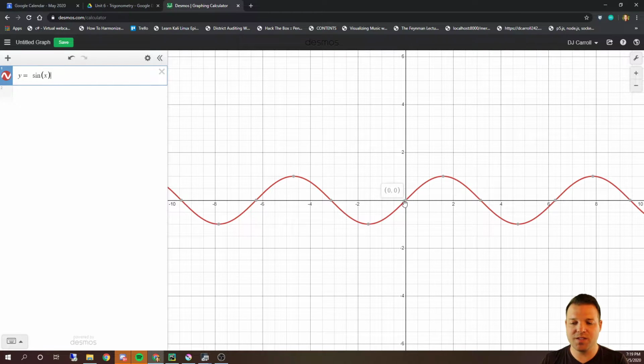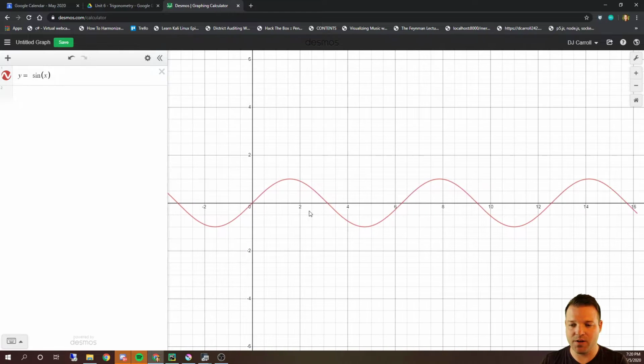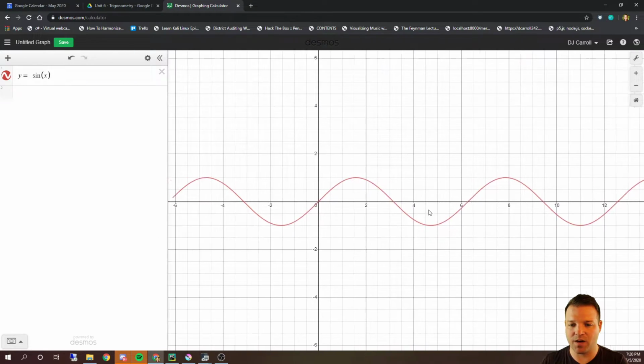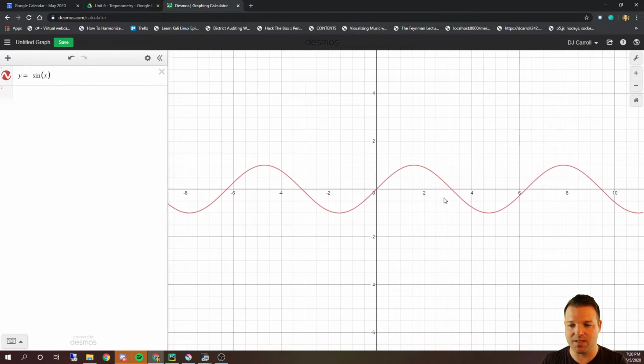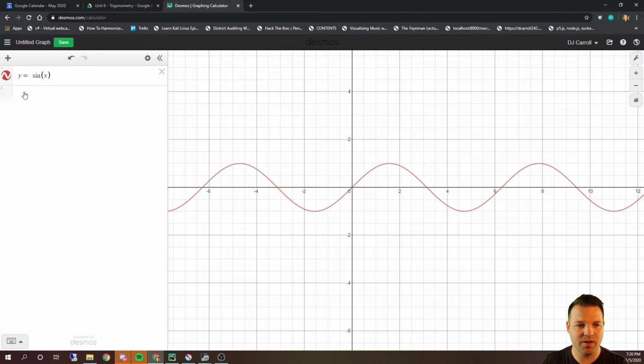Okay, now this can also go backwards, and you can see that it's cyclical. It's a periodic function. It just keeps going on forever and ever, and it repeats itself. All right, I'm going to go ahead and layer on a cosine just so you guys can see this.